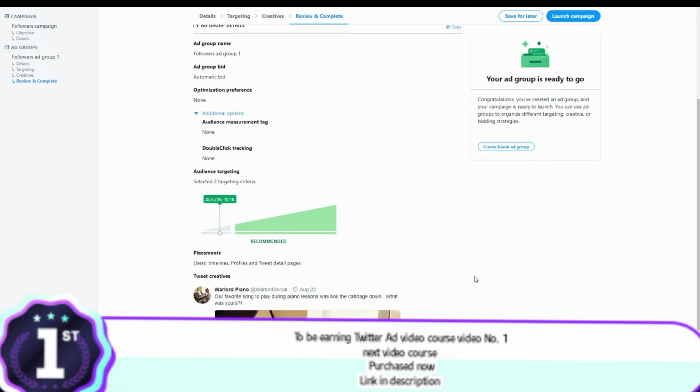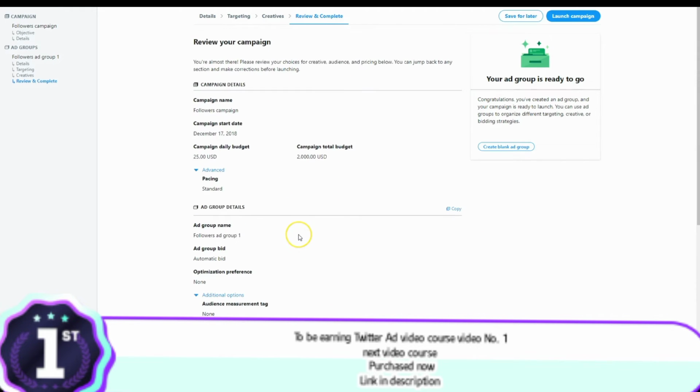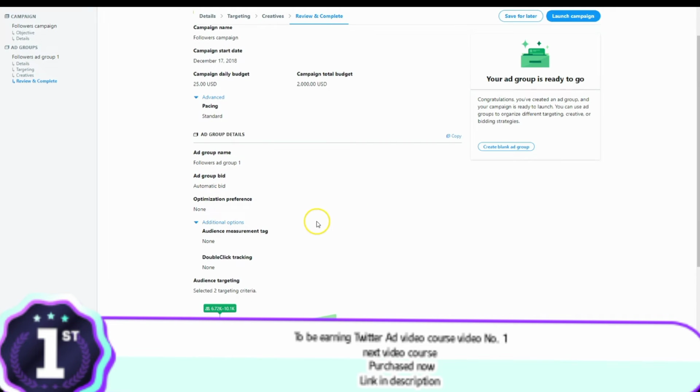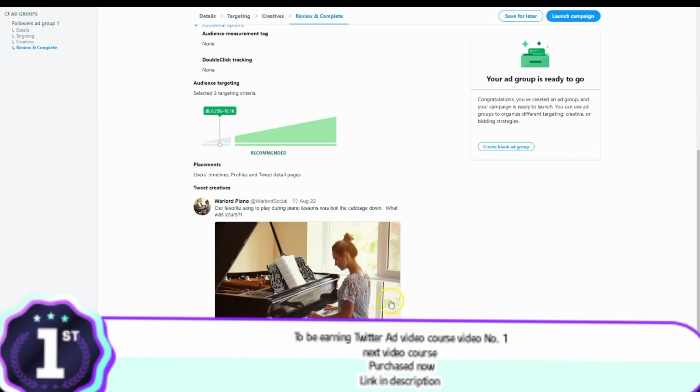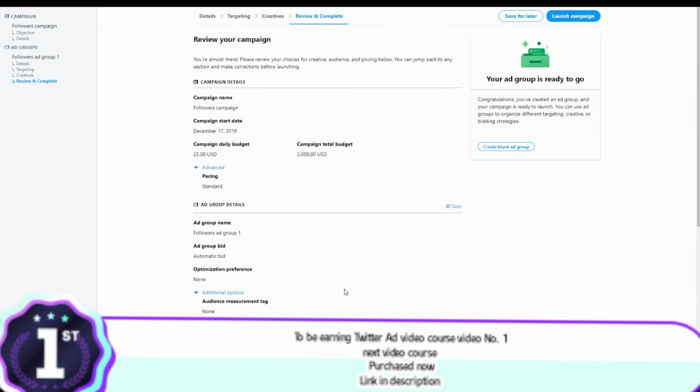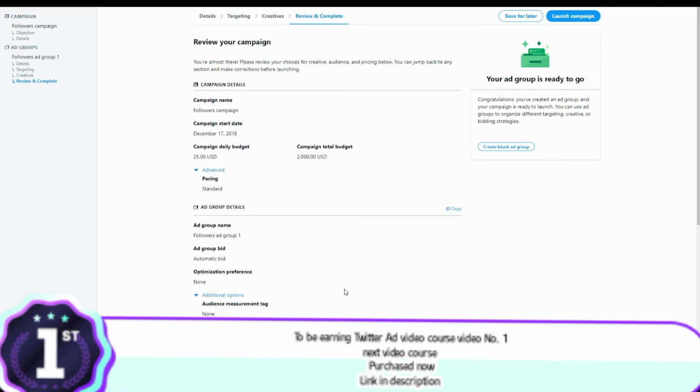All right, so here we are. We can review the details of our campaign and ad group and our audience targeting one final time. We've got our date, we've got our budget, we've got our pacing, we've got our ad group, we've got our audience right here. We've got our placement that we chose, and right here is our actual ad, okay? So a compelling image that sort of pops out, plus a question. Our favorite song to play during piano lessons was such and such. What was yours? All right, so hopefully we'll actually get some comments, some answers, and people choosing to follow us on Twitter so we can increase our organic reach, and that is pretty much the only reason that we're running this ad. That's our campaign goal. We would hit Launch Campaign.